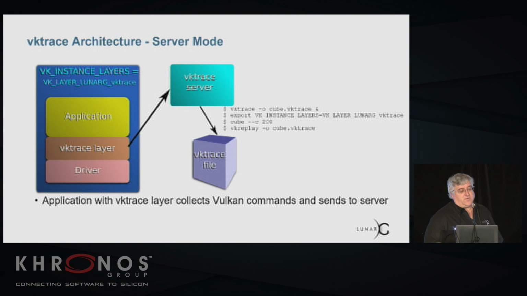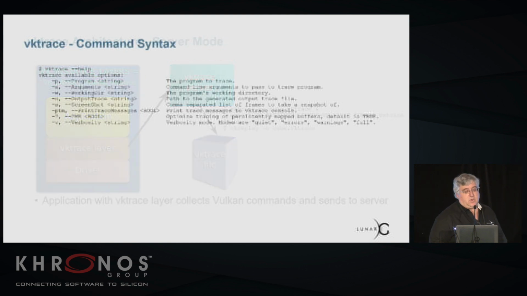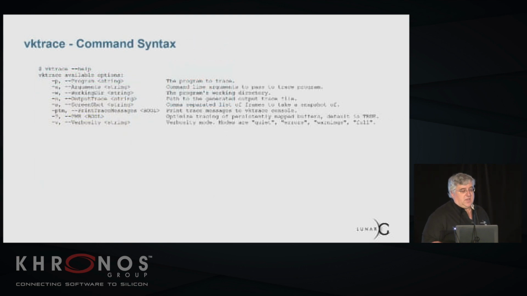vkTrace can also run in server mode if that makes sense for you. You can put the server on a different device and send the data over a socket connection and record the file on a different machine. Here's the command syntax. I'm not going to read the whole thing to you, but that's just a summary of what all the various options are. Note that you can take screenshots, which are useful if you want to do a screenshot compare between a trace file when you recorded it and a trace file when you play it back.